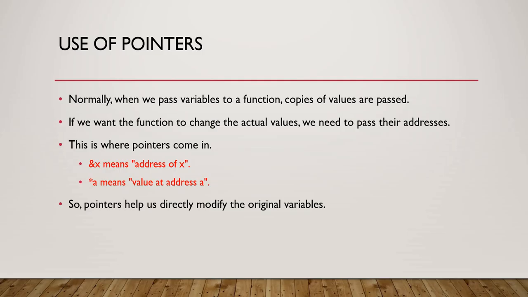So through pointers, there are two symbols we need to remember, that is ampersand and asterisk. Ampersand represents the address, asterisk represents the value present at the address. For example, see here, ampersand x is represented in this example, so it means that it is representing the address of x. Then comes the asterisk a, so it means that it represents the value which is present at the address a. So with the help of pointers, we can modify the original values present in the variables. If we do not use pointers, then only the copies of values will be changed.